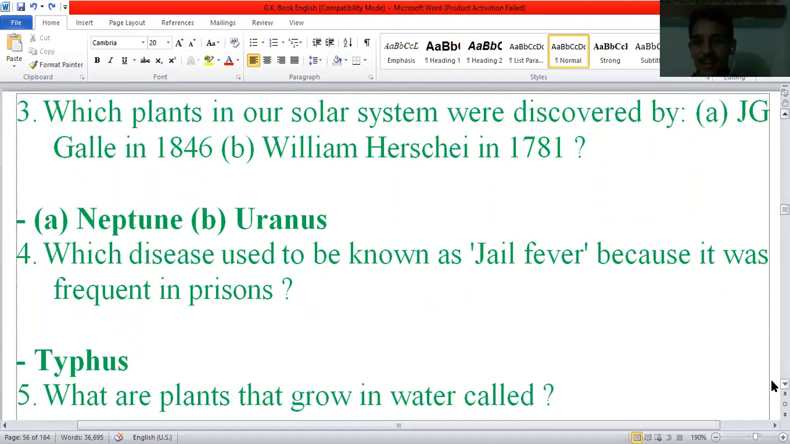On question number five, for Salma Bhatt and Rita Poon first floor, and second floor for Barsha Kesi and Anil Bahadur Dhanuk, your question is: what are the plants that grow in the water called? Anil Bahadur Dhanuk and Barsha Kesi.